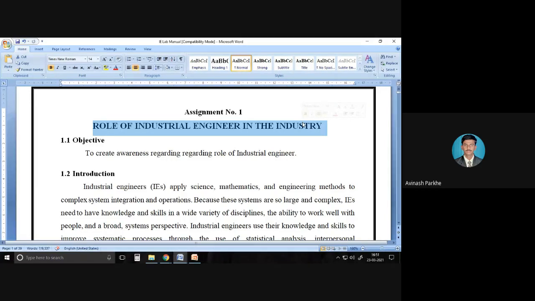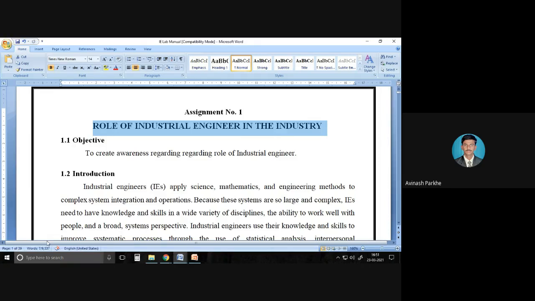Then who is concentrating on these activities? Implementation of the method study concept, implementation of work measurement, and implementation of all the ergonomic concepts in the industry. Who is implementing all these concepts? That is the industrial engineer. Therefore, whenever the operators are working on any workstation, they will be satisfied with that workstation. So the role of the industrial engineer is very important.